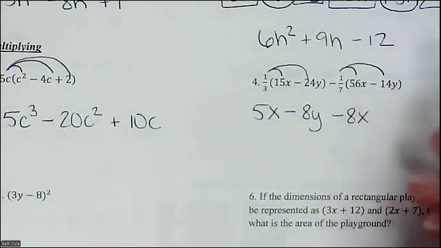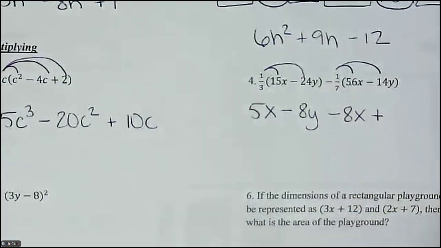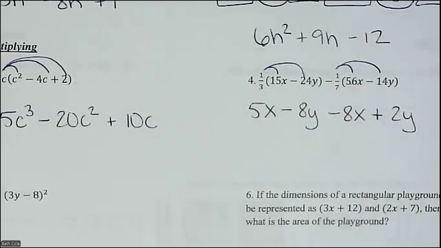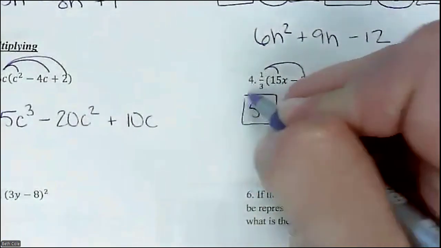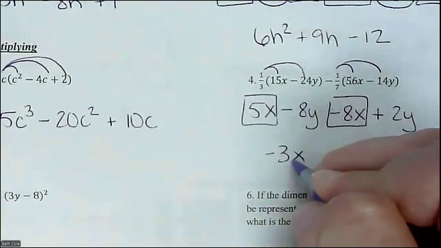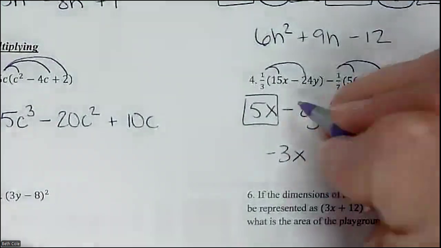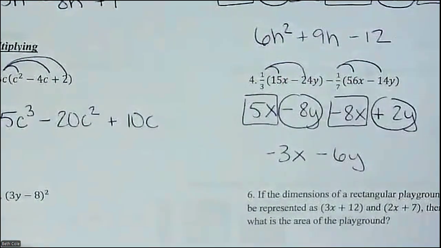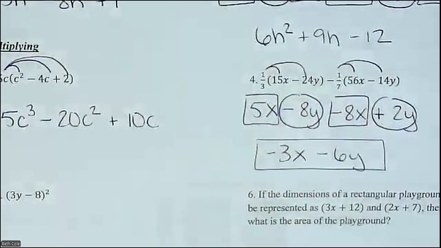And now a negative times a negative is positive. And good, 14 divided by 7 is 2. Nice job. You didn't let the fractions scare you. This is going well. You guys just need to focus a little bit. All right, and then we're going to put the like terms together. So 5x minus 8x, negative 3x, and then negative 8y plus 2y is negative 6y.